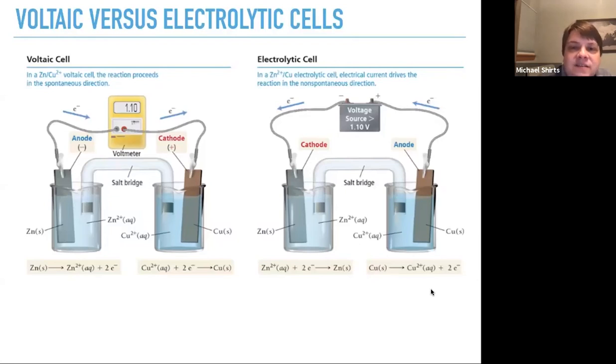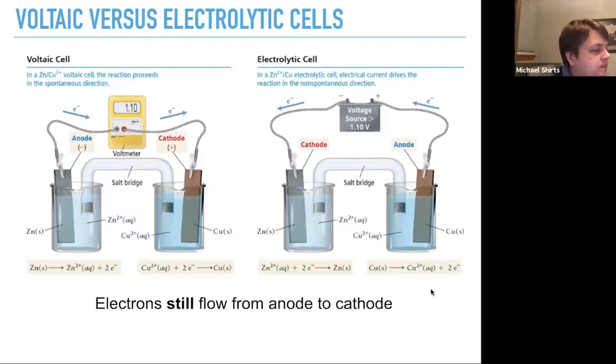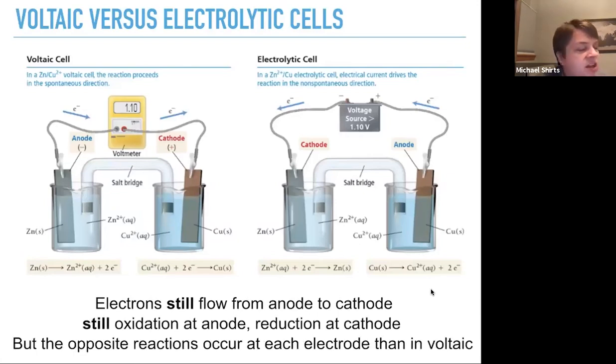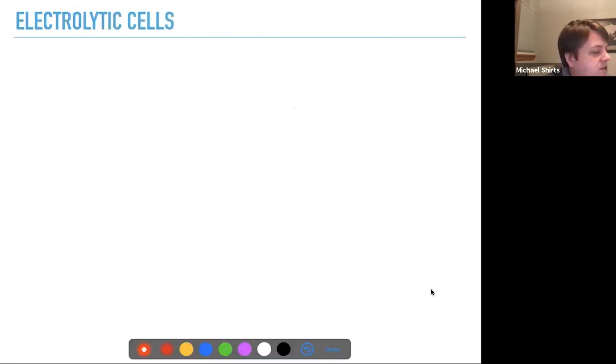So that's the difference. If you look at what is the difference, which one is the cathode, which one is the anode, it's the direction the electrons are flowing. But because the direction the electrons are flowing is reversed, what was the cathode becomes the anode, and what was the anode becomes the cathode. Okay. But remember this, electrons still flow from anode to cathode. There's still oxidation at the anode, still reduction at the cathode. The opposite reaction occurs at each electrode than in the voltaic cell, setting up with the same half cells.